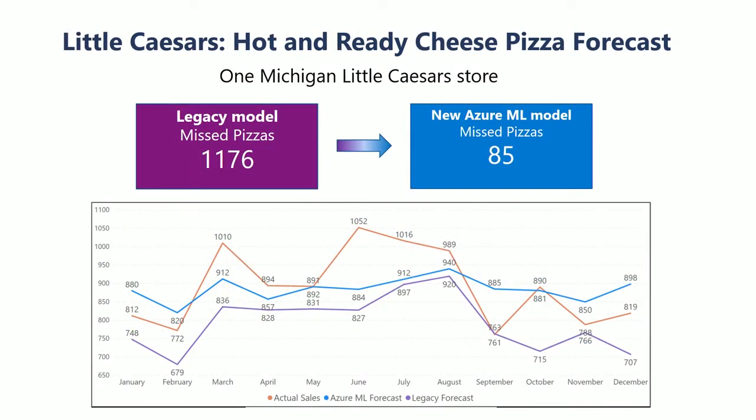And just to give you an idea, we have a graph that shows this for one store and just for cheese pizzas. You can see the difference between the misses that our legacy model had versus the misses that our new Azure model provided to us. And so we are really looking forward to continuing to hone and build these models out and just make our stores even better. So thank you.